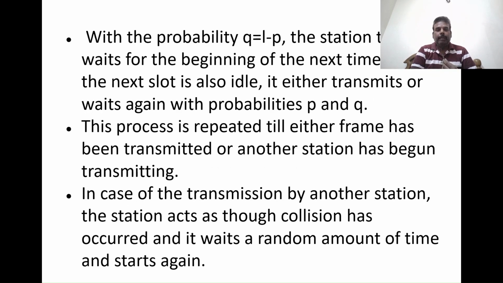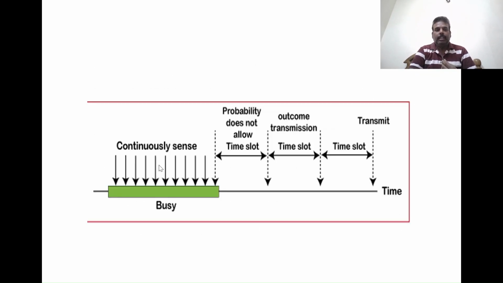P-persistent: I'm going to transmit my data with a probability of P. I'm not going to sense continuously. Whenever the channel is idle, I'm going to send my data with a probability of P.